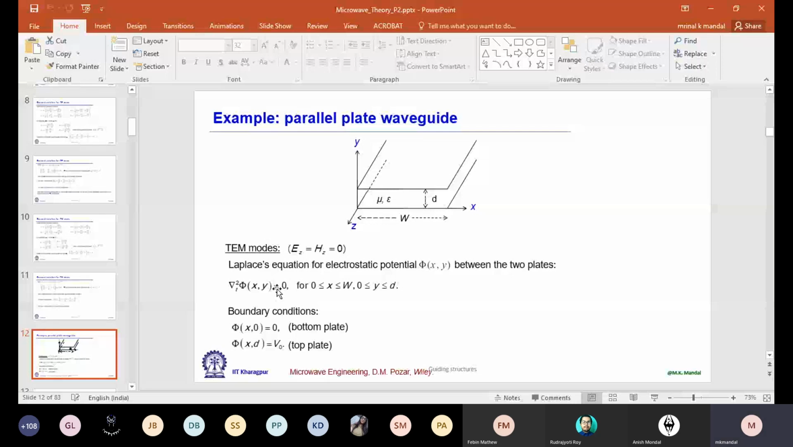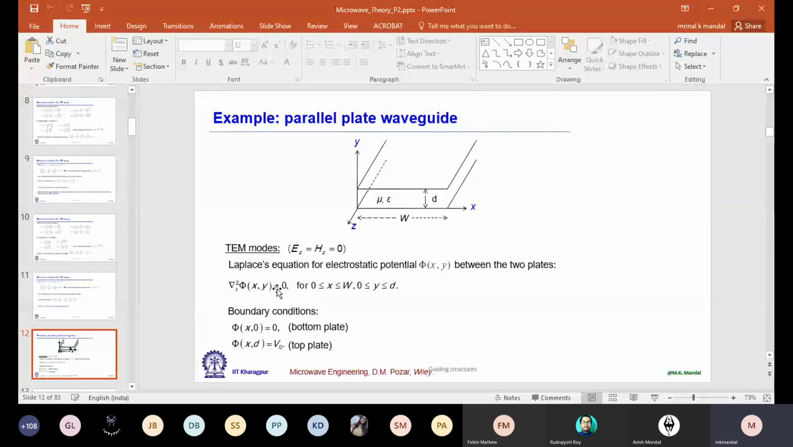Now, first we consider TEM scenario. That means Ez equal to 0 and Hz is also equal to 0. So what I said for TEM case, we can't use Helmholtz wave equation because both Ez and Hz becoming 0. So we start with Laplace's equation, which is del square phi equal to 0. So del square phi equal to 0 inside this guiding structure.